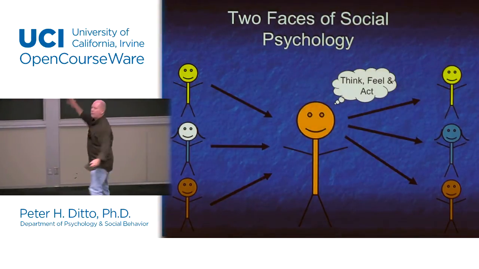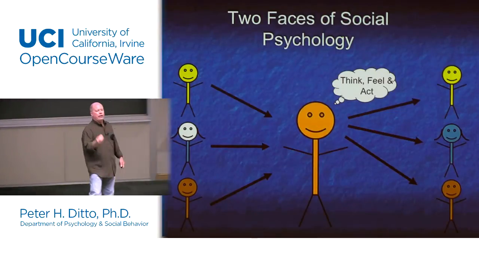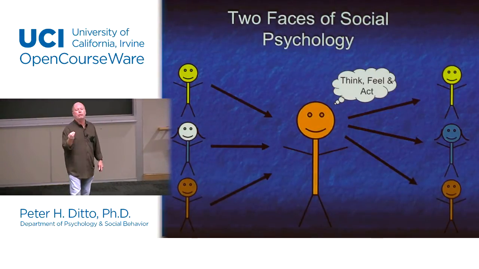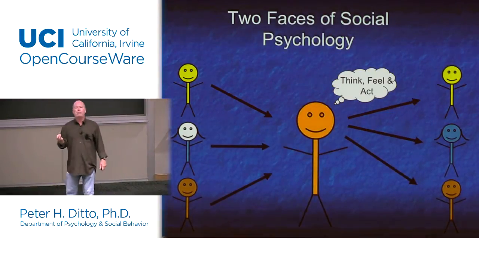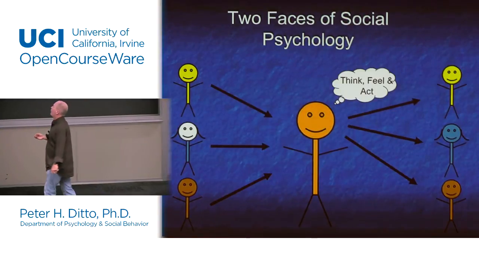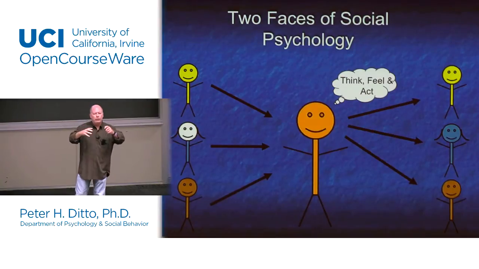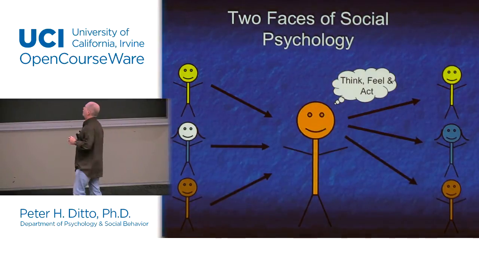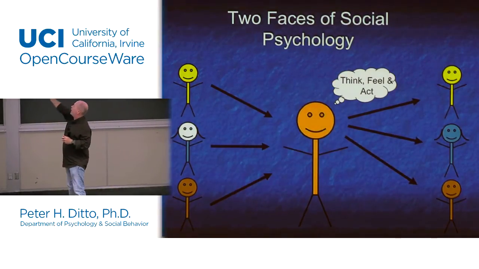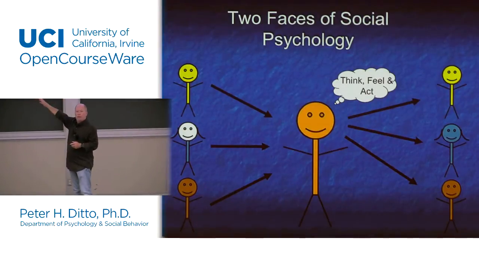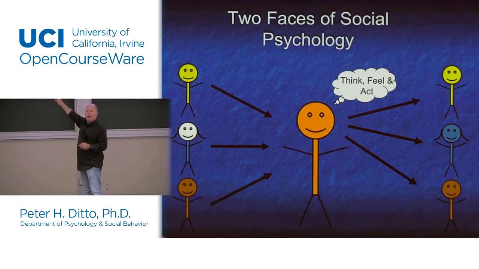Social psychology is about people, about individuals. The unit of analysis is individuals, but how they're enmeshed in this social fabric. There are really two ways that happens, which can be separated but also blur together. Again, how you think, feel, and act is affected by other people, so the people that you're around can affect you.